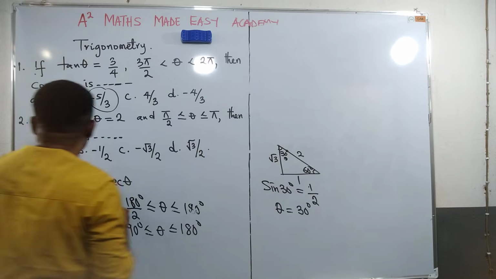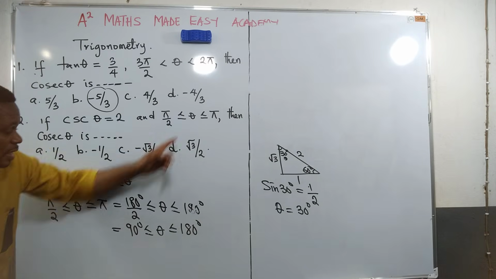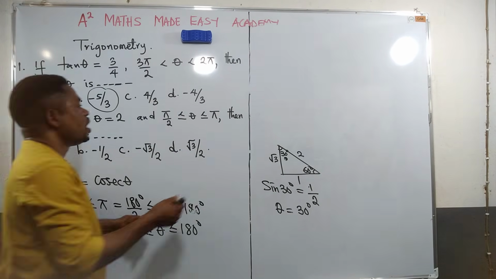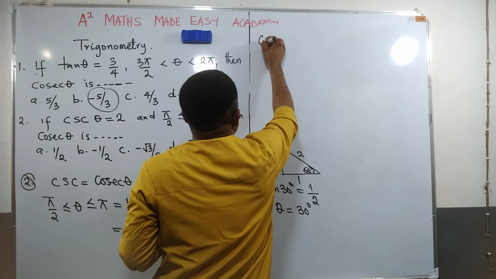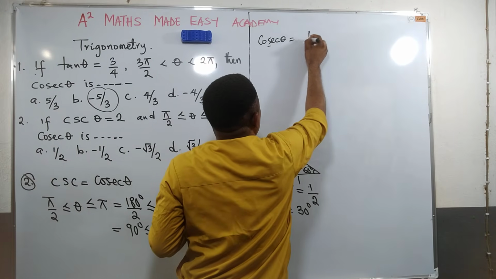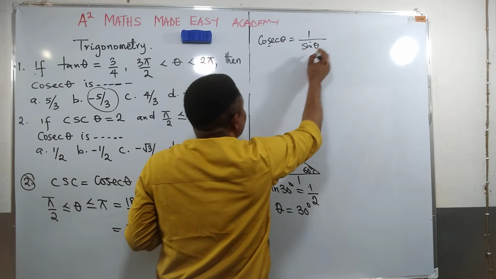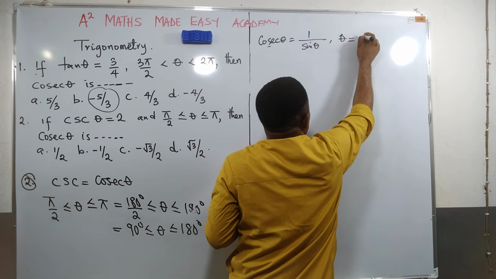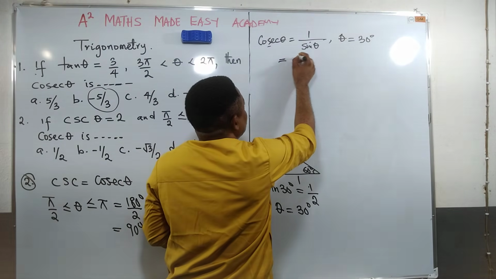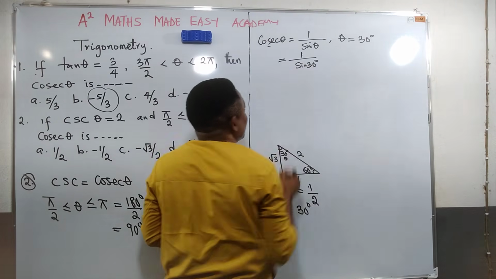Now watch. Look up. The question says, if cosec theta is 2, and this one lies in the second quadrant, they said cosec theta is what? Let's go back again. Now cosec theta is, remember, the third letter, 1 over what? Sine theta. Are you there now? And don't forget that we have solved theta already. Theta is 30 degrees. So we are going to substitute to have 1 over sine 30 degrees. Am I communicating now?